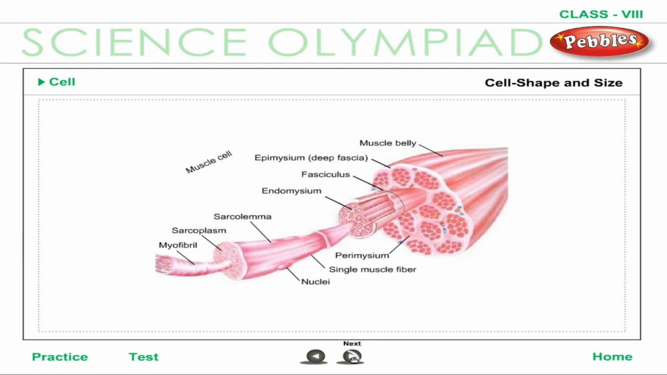Muscle cells help in movement through contractions and expansions. Hence, they are thin and long. Skin cells cover a large area. Hence, they are flat in shape.